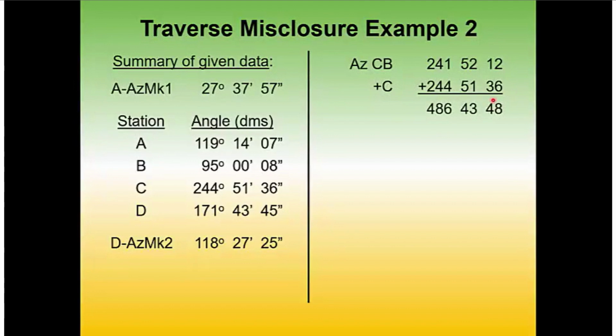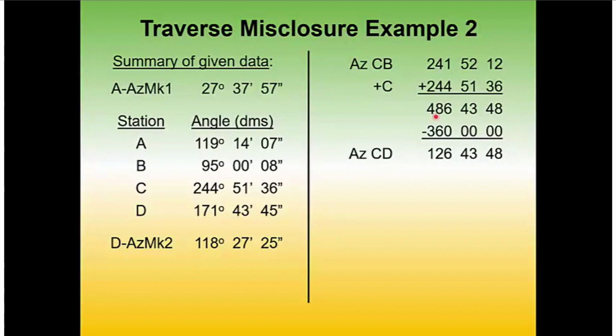of 486, 43, 48. And again, just keep in mind here, we're adding the 52 and the 51 together, getting 103. That 103 really is 43 minutes plus 60 minutes, and 60 minutes is 1 degree. So we'll take the 1 over here and add this, make this a 2, a 4, we'll make this a 6, 486. Again, this is outside the allowable range for the definition of an azimuth, so we must subtract 360 degrees. That subtraction gives us a result of the azimuth from C to D of 126, 43, 48 seconds.